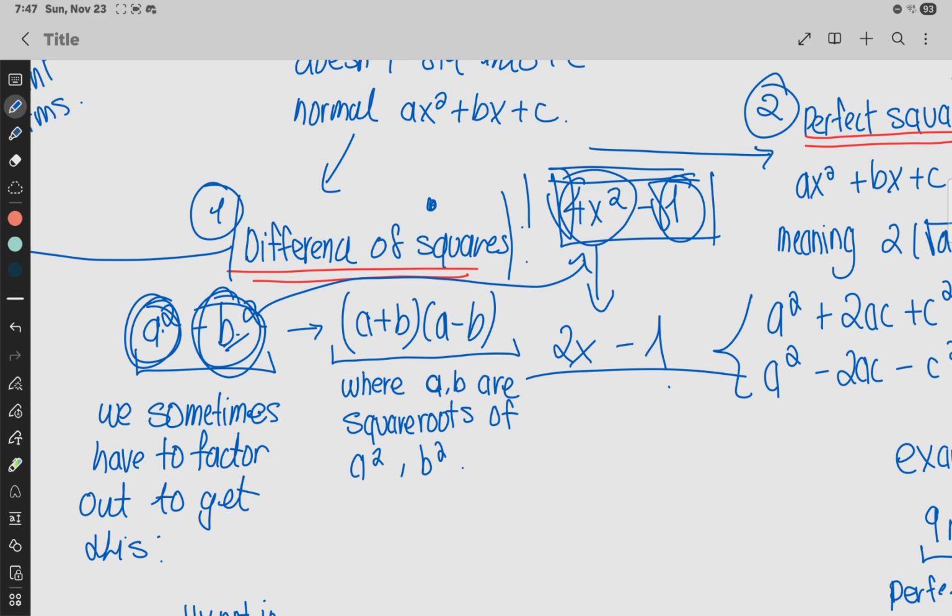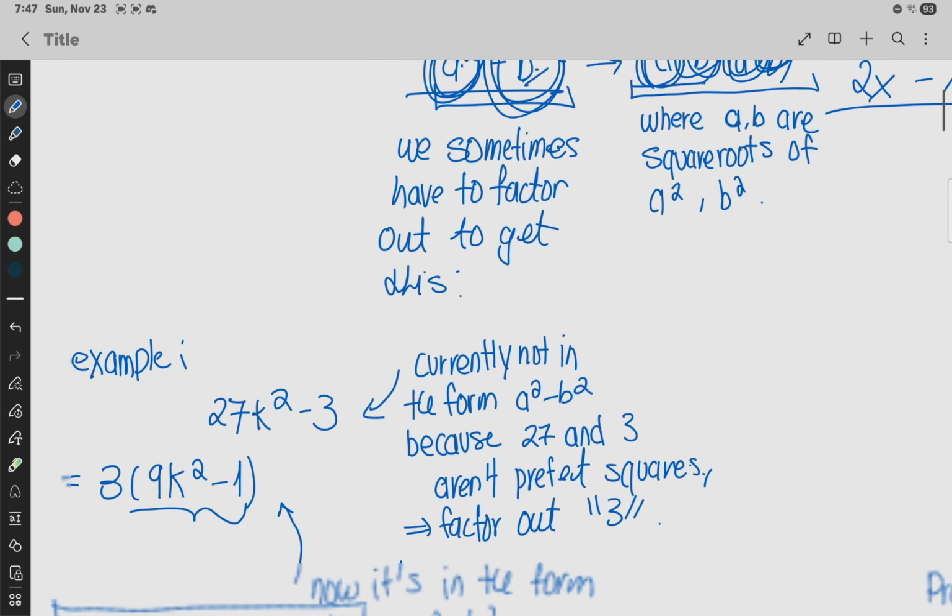So how do we even factor it? We factor it by turning this into a plus b times a minus b. A and b are the square roots of these. Okay? A squared minus b squared. And then you take the square root and then you just plug it into the two brackets. A plus b, a minus b. So let's take a look at an example, okay?